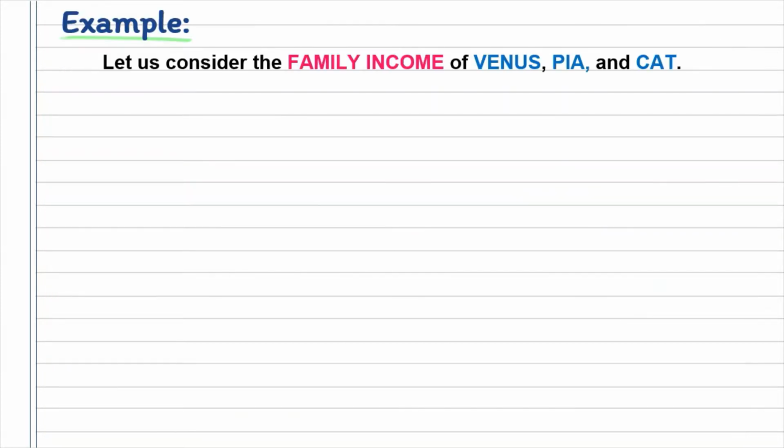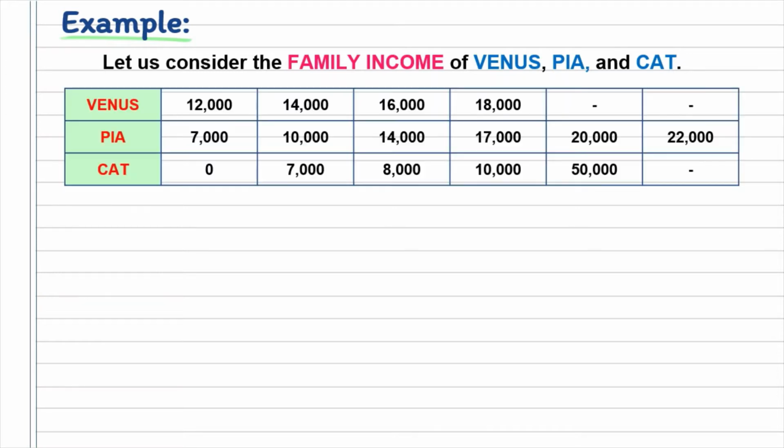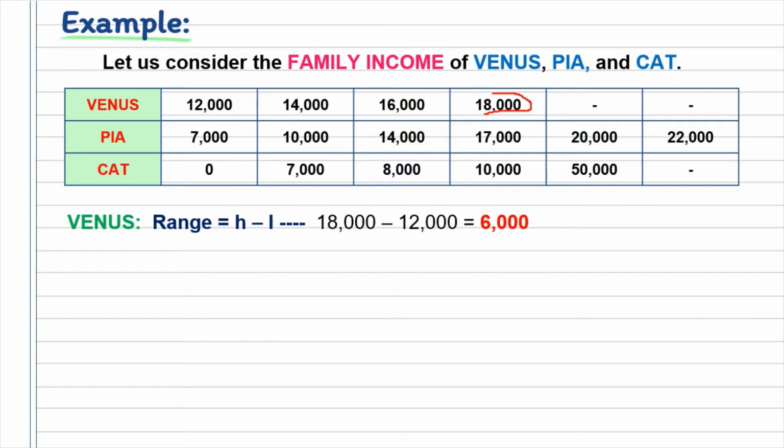For example, let us consider the family income of Venus, Pia, and Kat. So this is the table for their income. To get the range, we will find the highest and then the lowest, and then we will subtract. In Venus, we have 18,000 as the highest, and then 12,000 is the lowest. So 18,000 minus 12,000, that is 6,000.